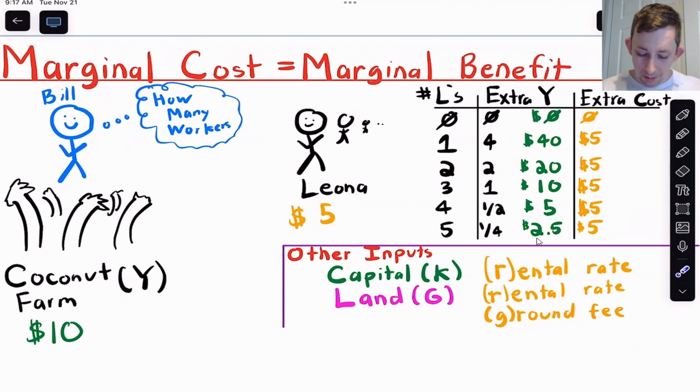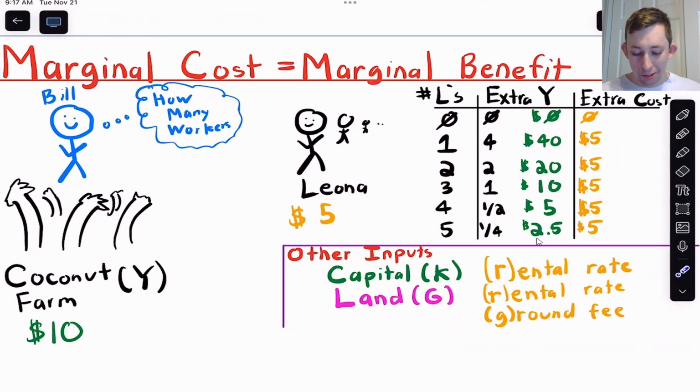And we're going to keep going all the way until 4 extra Leonas, because at the 4th extra Leona, Bill can produce an extra half coconut. That half coconut is worth $5. That's exactly equal to what it costs to hire that Leona, so we're going to hire 4 people. So it's really similar to profit maximization, where we said marginal revenue is equal to marginal cost, but now it's not necessarily marginal revenue, it's the marginal benefit, or the marginal product, of hiring an additional worker, which is the value of the product that we can make with that extra person. That's worth $5 at 4, because it's half a coconut, and a coconut is worth $10. That's exactly equal to the marginal cost of hiring a Leona, which is the wage.